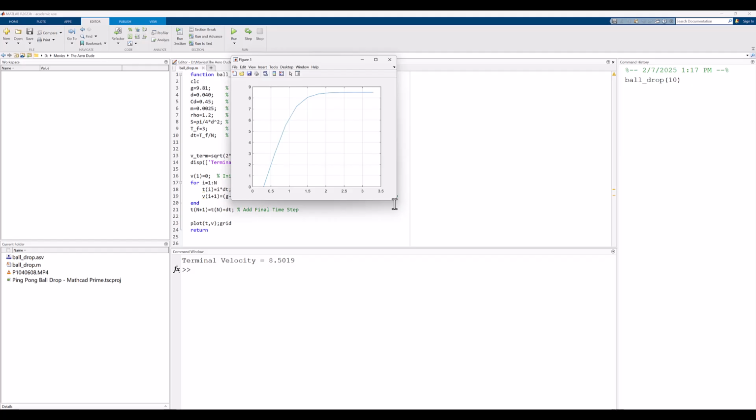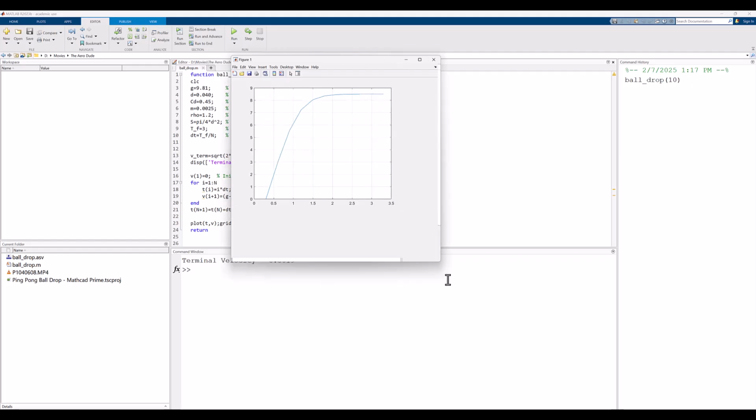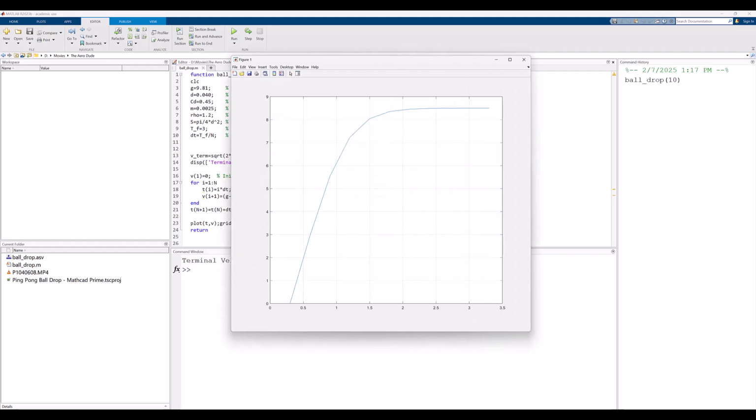That looks pretty good. Let's blow this up a little bit for us. And you can see it's pretty blocky. You can see that the time steps are pretty big. Let's go here and see what that last data tip is right there. It's 8.502 pretty much, so I'm right on the money there.